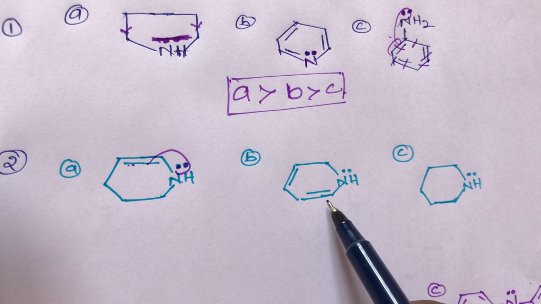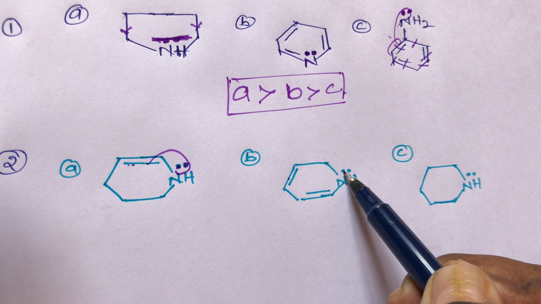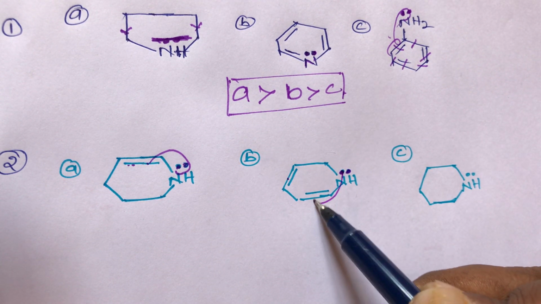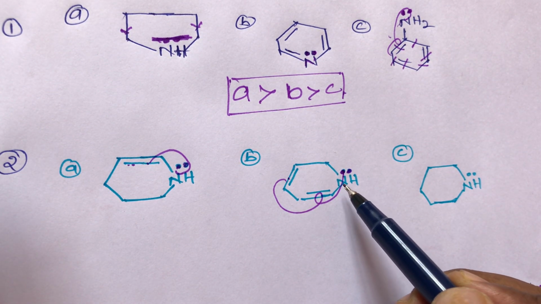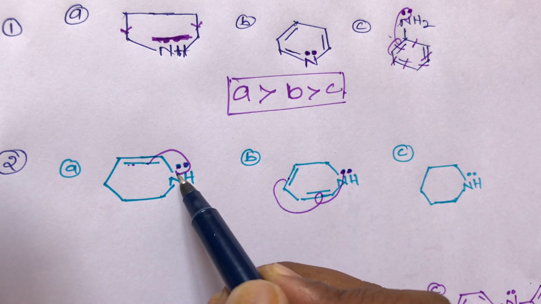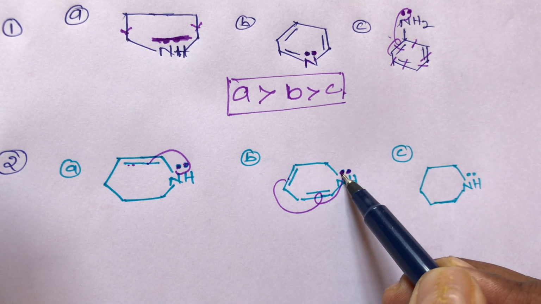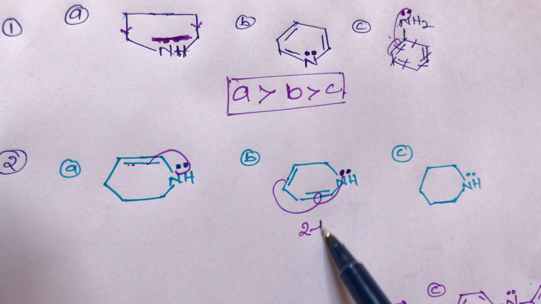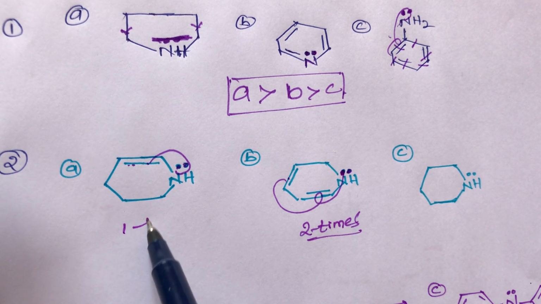And what about the B compound? Here the double bond, then single bond, then double bond, then single bond. This second compound also has one lone pair. This lone pair participates two times in the resonance. This lone pair participates in the resonance two times, whereas in the A compound the lone pair participates only one time. The second compound has one lone pair, participating in the resonance two times, while this one is only one time.